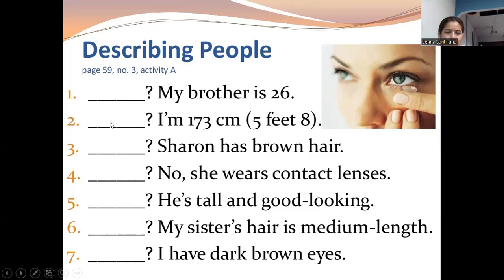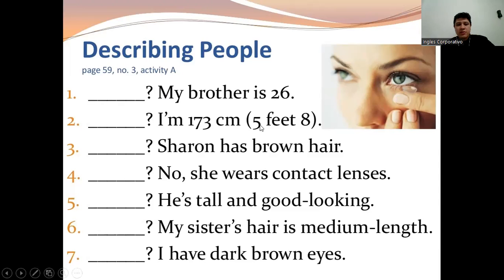So now, guys, let's see. I have this one that is about describing people. Do you remember that in this unit we saw some questions, how to make questions in order to describe people? Let's see the first one. What is the question that is appropriate for this one? My brother is 26. The question will be? How old is your brother? Very nice. Perfect.